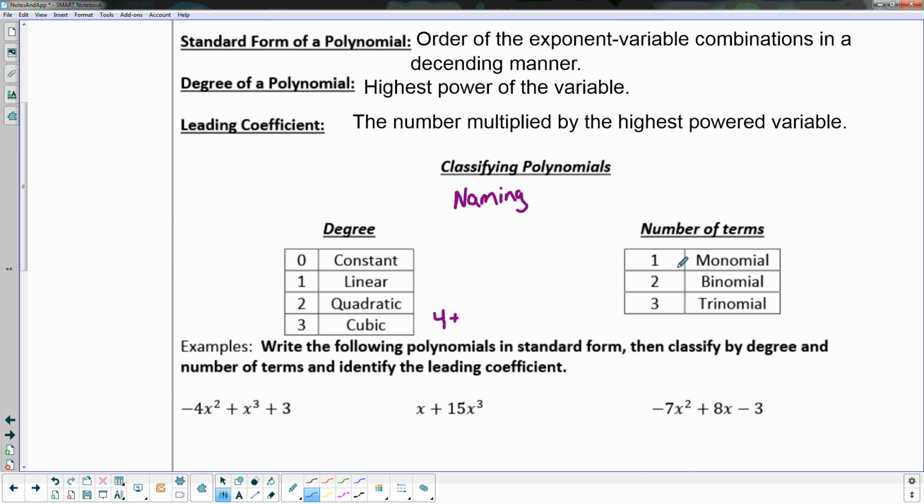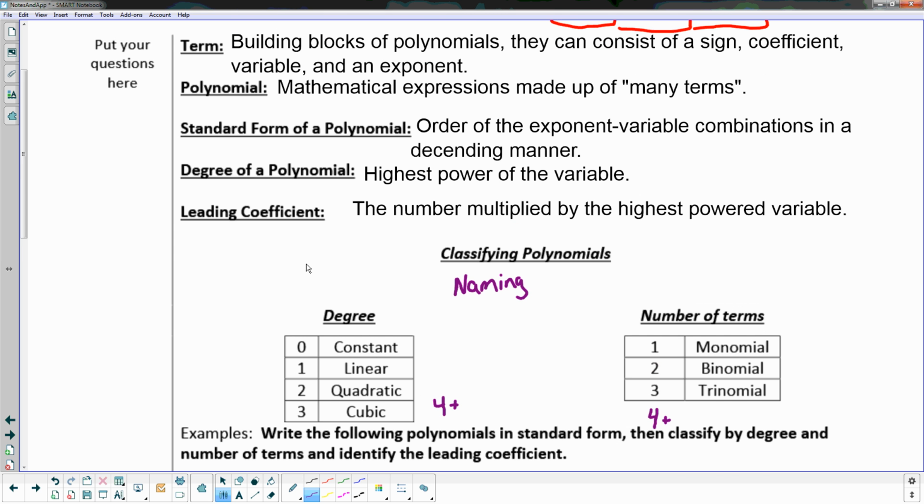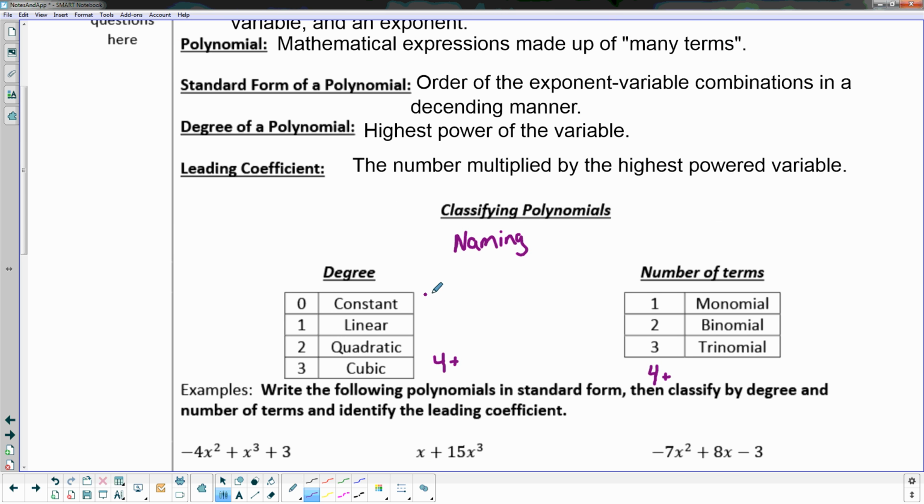And then for number of terms, we have 3 specific names, and then we have our general name for anything 4 or more. There are other names, but we're going to group all those other names together for our sake. So if the degree is 0, that means the highest exponent on the variable x is 0, meaning you wouldn't write it. It would be something like 5.